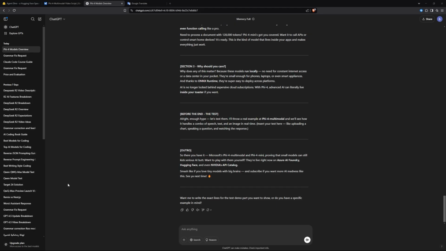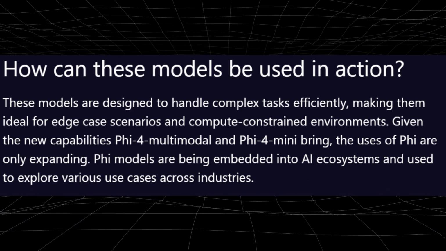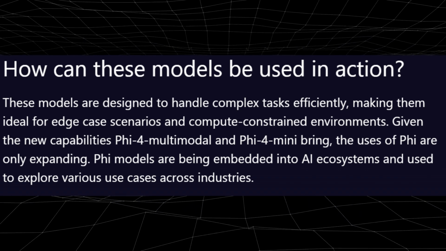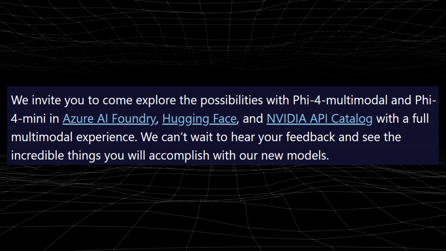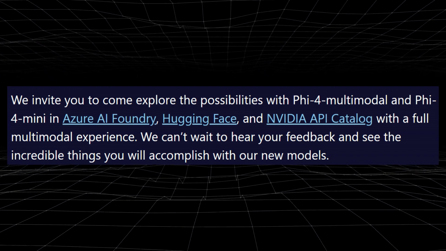And there you have it. Microsoft Phi-4, the multimodal and the mini, proving that small models still can hold their ground and can work on phones. Want to play with them yourself? They live right now on the Azure AI Foundry and Hugging Face and even the NVIDIA API catalog.